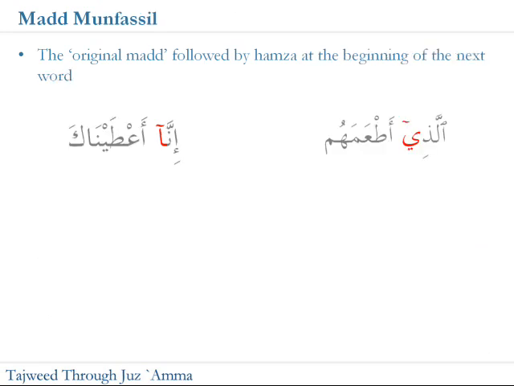The original mad followed by a hamza at the beginning of the next word. Now it takes a bit of practice to pick up whether the hamza is in the same word or the next word, but generally over time you can pick this up, or if obviously you know grammar, it'll be much easier for you. So here we have 2 examples where we have an original mad followed by a hamza, which is the first letter or consonant of the next word. So we have inna a'tainaka, and we have alladhi at'amahum.